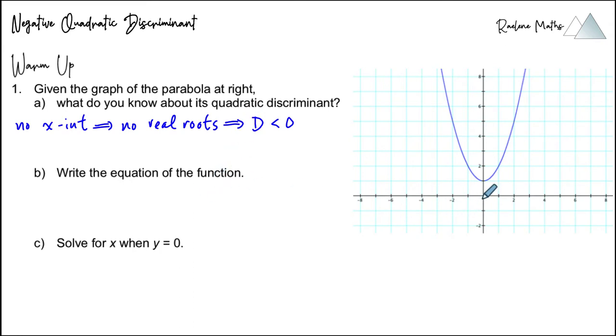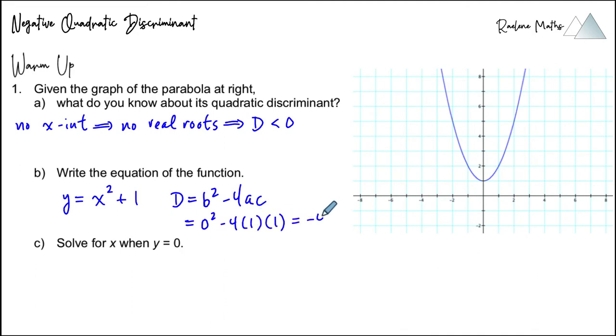So here we have that the basic parabola y equals x squared has just been shifted up one space. So the equation of this quadratic function, or quadratic polynomial, is y equals x squared plus 1. And so from here, we could just work out the quadratic discriminant to confirm, and we see that the discriminant is b squared minus 4ac, which is going to be 0 squared minus 4 times 1 times 1, which is negative 4. So indeed, the quadratic discriminant is negative.